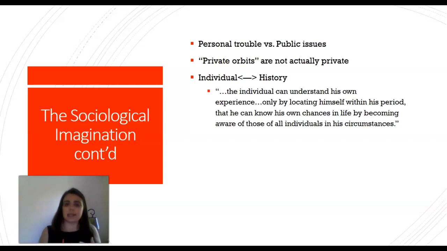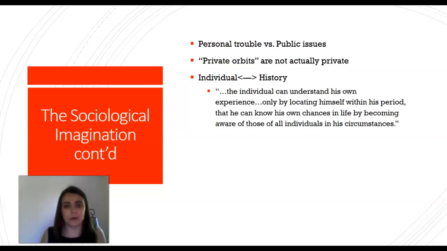So in essence, what Mills is saying is that there's this interesting connection between the individual, all of us individually, and what's happening historically. Okay. So I think this summarizes it really great. He says the individual can understand his own experience only by locating himself within his period, that he can know his own life chances in life by becoming aware of those of all individuals and his circumstances.